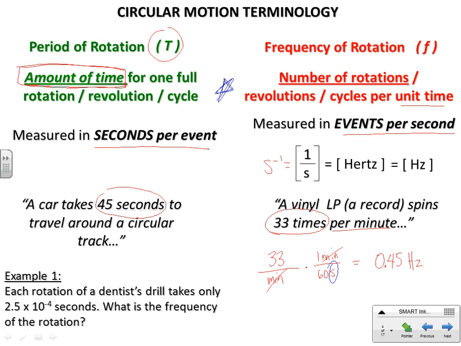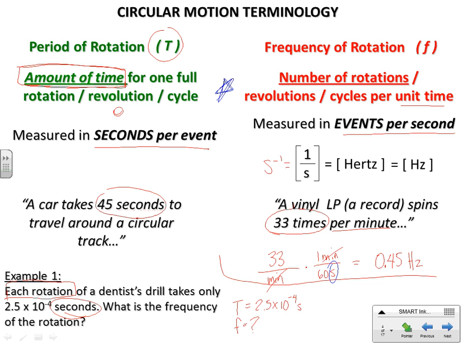Oh yeah, like this one. Each rotation of a dentist's drill takes that many seconds. What's the frequency? Well, notice that this is an amount of time, and notice it's each rotation, one rotation. So that is a period. We have a period of 2.5 times 10 to the negative fourth seconds. And the question is, what's the frequency?